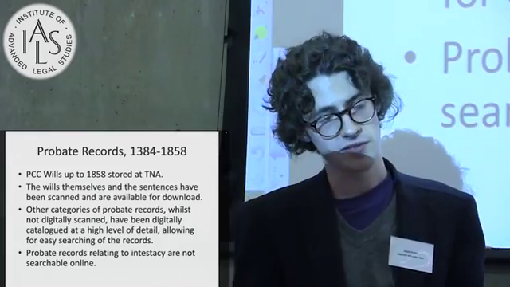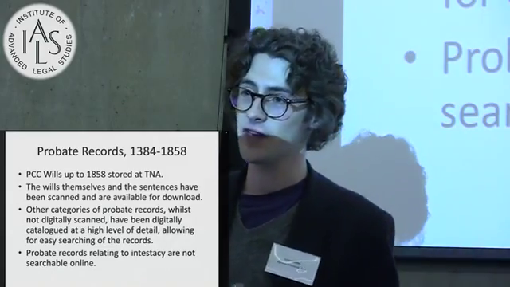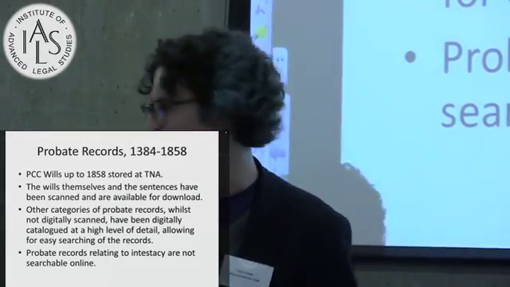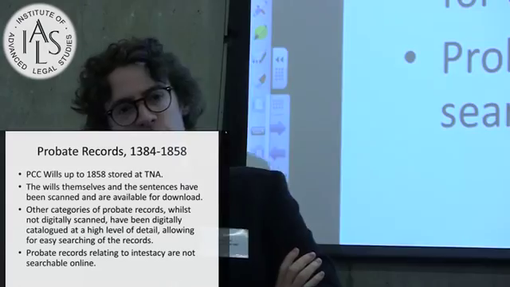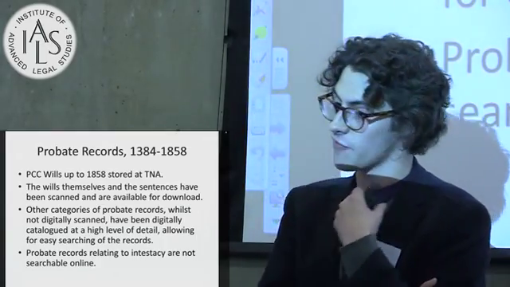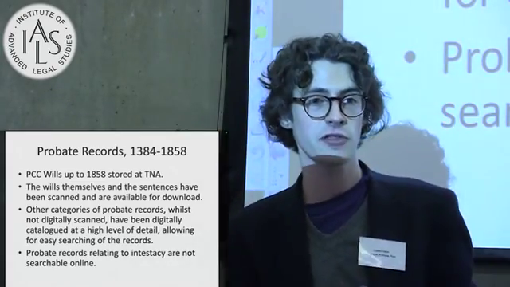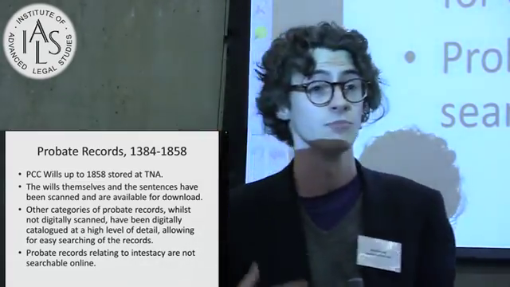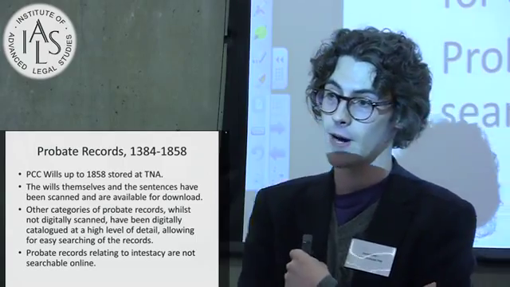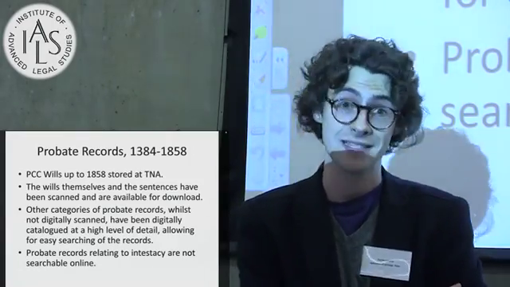So the actual wills themselves have been scanned and are available for download from the National Archives website. You do have to pay a fee if you're outside of the National Archives, but if you just go down to Kew for an afternoon, you can download them for free, and Kew is a very nice place. Other types of record in the probate records have been digitally catalogued in a very, very high level of detail. Now, they're not available for download, but it does mean that the record is very easily searchable, and I'll hopefully show you how we can do that. The only class of record in probate which isn't very highly catalogued online are the intestacy records, and to that extent they remain somewhat inaccessible.